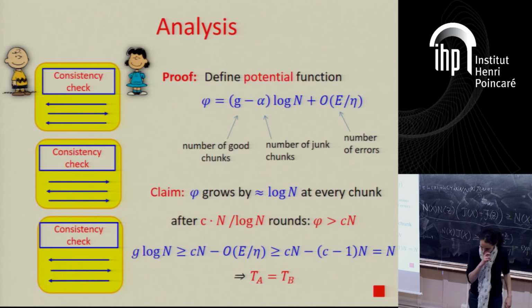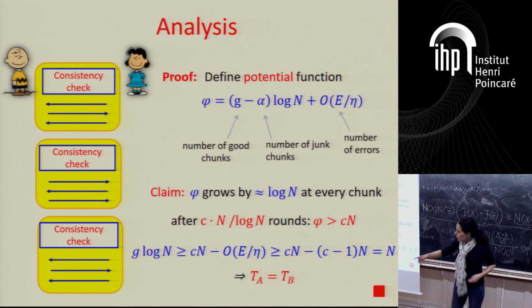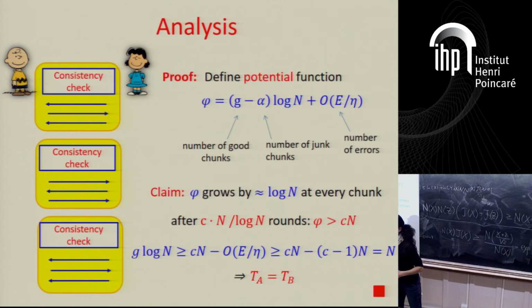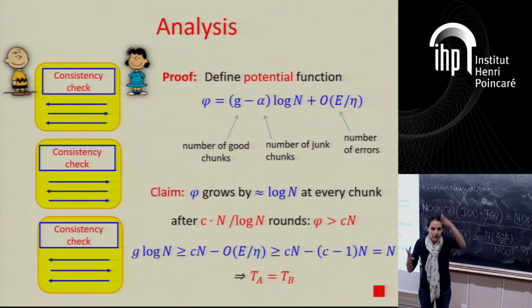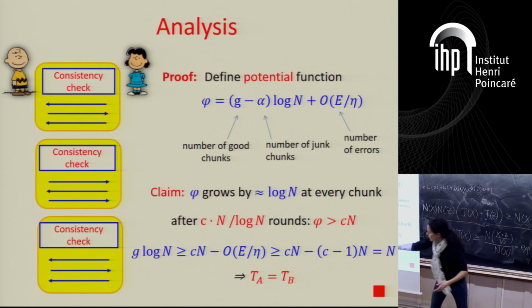I just want to mention one thing. Note that we run this protocol for C n over log n chunks. Now you say, what do you mean? What if you're done with the protocol? What do you continue with? Continue with zeros. It doesn't matter. So think of the protocol as really long, as CN communication.